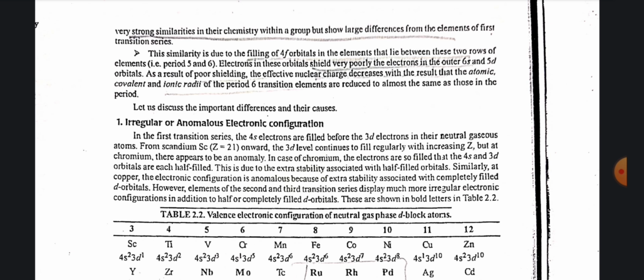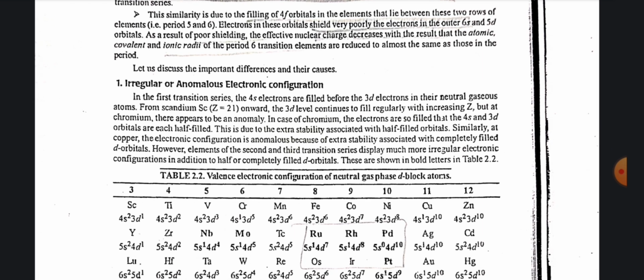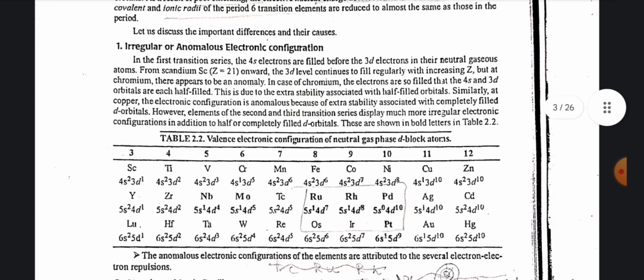This similarity is due to the filling of 4f orbitals in the elements that lie between these two rows of elements. Electrons in these orbitals shield very poorly the electrons in outer 6s and 5d orbitals. As a result of poor shielding, the effective nuclear charge increases, with the result that the atomic, covalent, and ionic radii of the third period transition elements are reduced to almost the same as those in the second period.